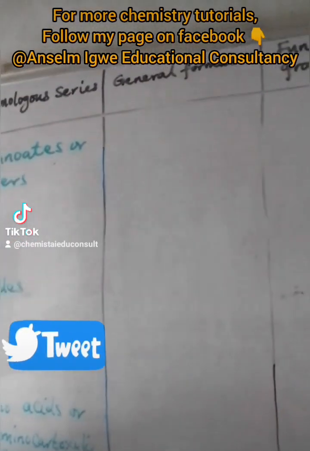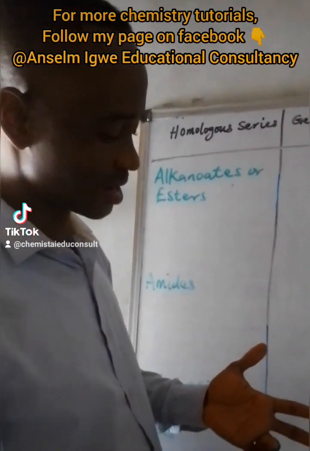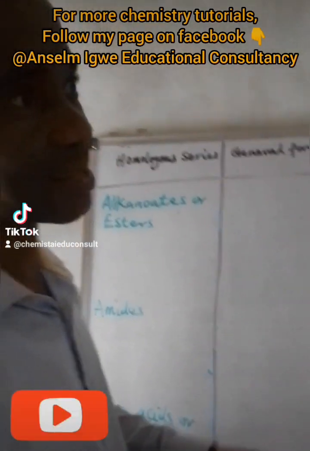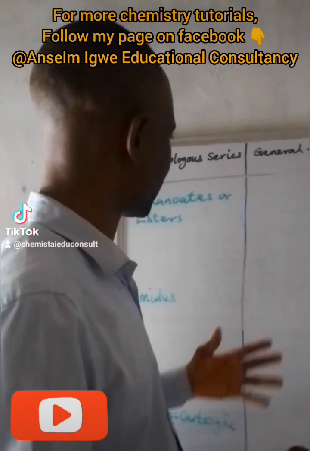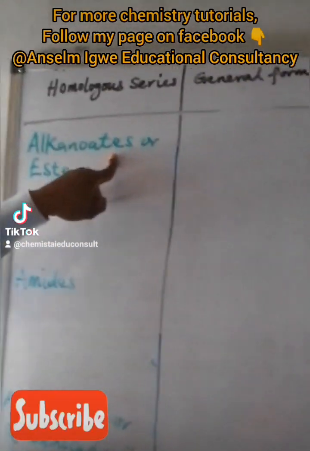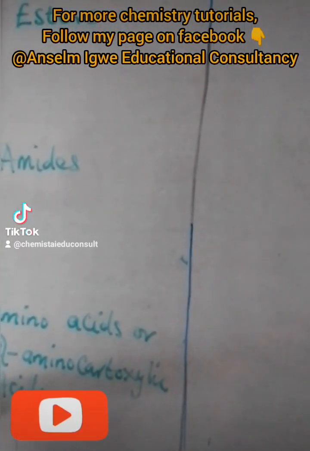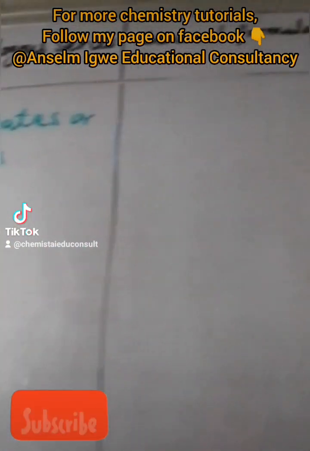Now, today we want to look at 3 homologous series. Last time we discussed alkanes, alkenes, alkynes, alkanols, alkanals, alkanones, and alkanoic acid. Today we want to look at alkanoates or esters, amides, and amino acid or alpha amino carboxylic acid. So let's go straight to alkanoates.